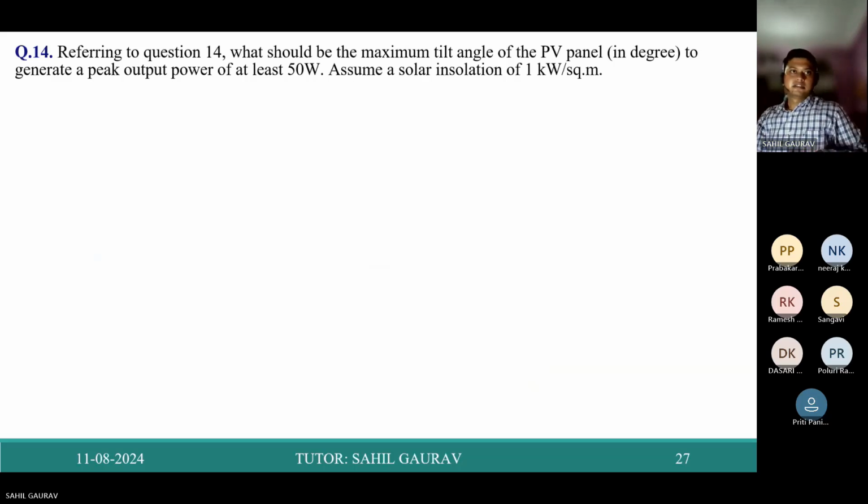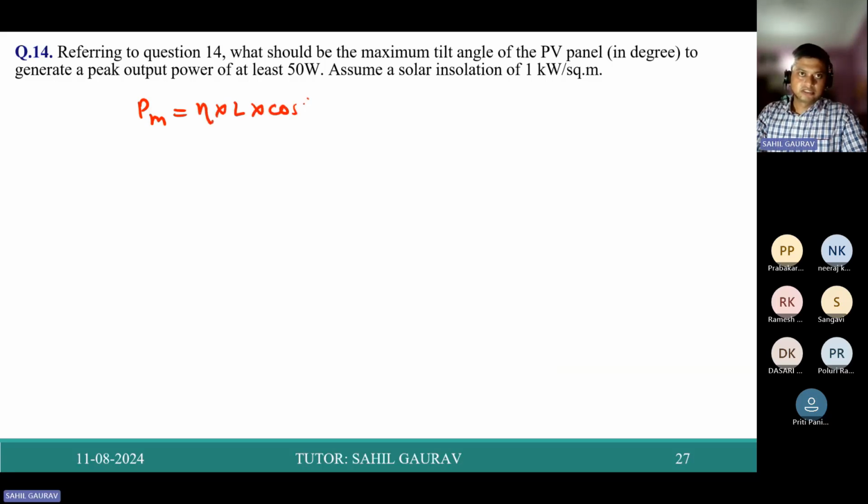Now, referring to the previous problem, what should be the tilt angle of PV panel in degree to generate a peak output power of at least 50 watt, assuming solar insolation of 1 kilowatt per meter square. So this PM is given as efficiency into L into cos A into area. So it is given that PM should be greater than 50 watt, and L is given 1 kilowatt per meter square, and area is given as 1 meter square.